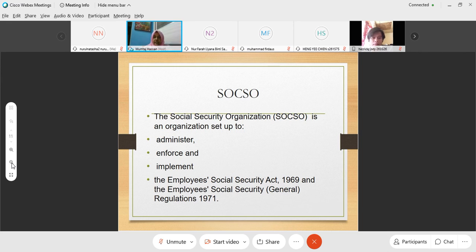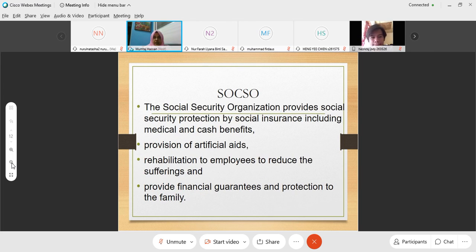This organization is under the Employees' Social Security Act 1969, and the regulations. So we only study about SOCSO. SOCSO is the organization, pertubuhan. That will also be in week 13. SOCSO provides social security protection by social insurance, including medical and cash benefit.